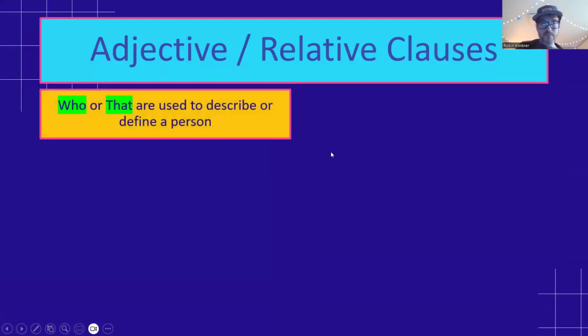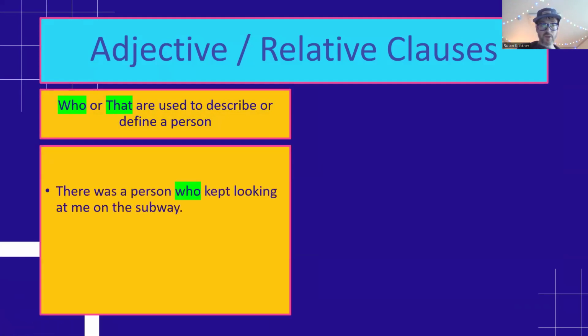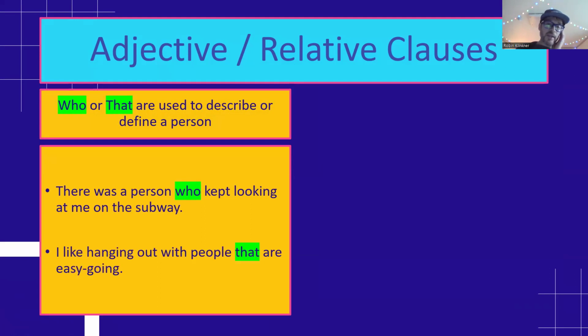All right. Now, who or that, these are relative pronouns and they're used to describe or define a person. There was a person who kept looking at me on the subway. There was a person that kept looking at me on the subway. Same meaning. I like hanging out with people that are easygoing. I like hanging out with people who are easygoing.